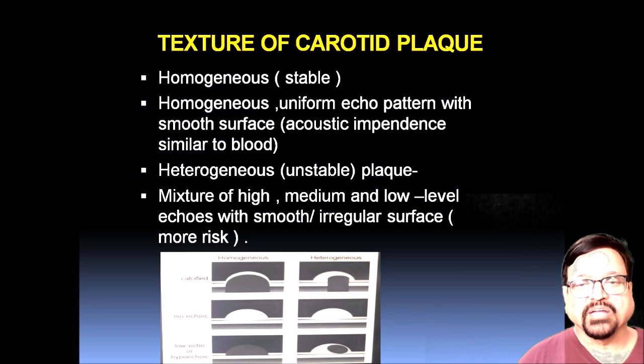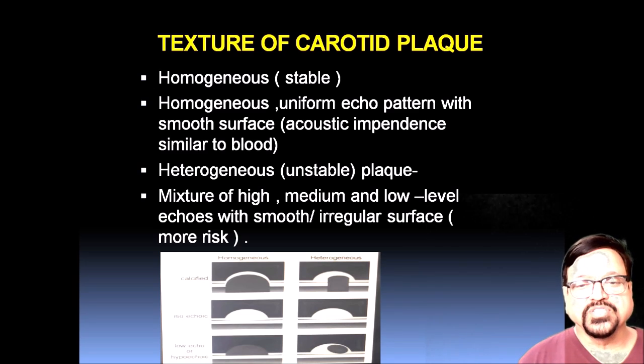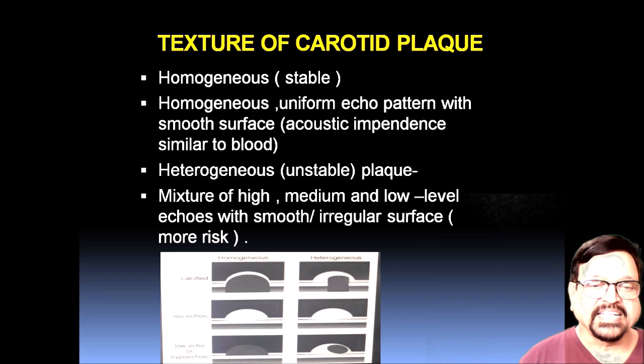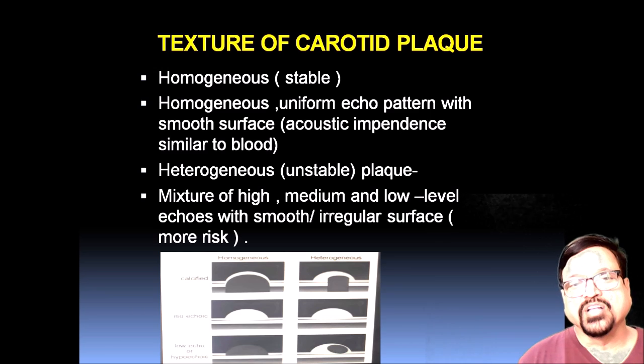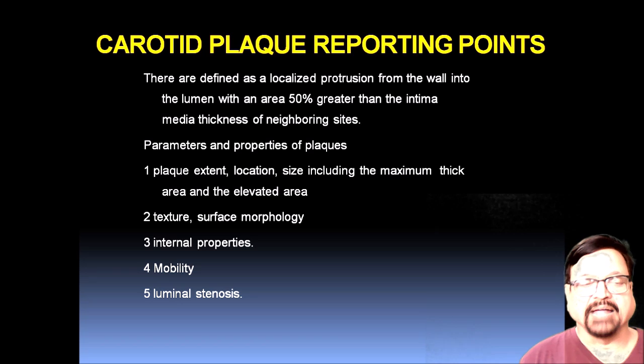Now, texture of the carotid plaques. If they are homogeneous, they are stable, with a uniform echo pattern and smooth surface, that is, acoustic impedance similar to that of the blood. Third are the heterogeneous plaques. They are unstable, so they are important from the stroke point of view. A mixture of high, medium and low level echoes with a smooth or irregular surface carries more risk. Now the diagram shows first the calcified, then homogeneous, second the iso-echogenic, third the low echogenic, the three types of plaque shown in the diagram.